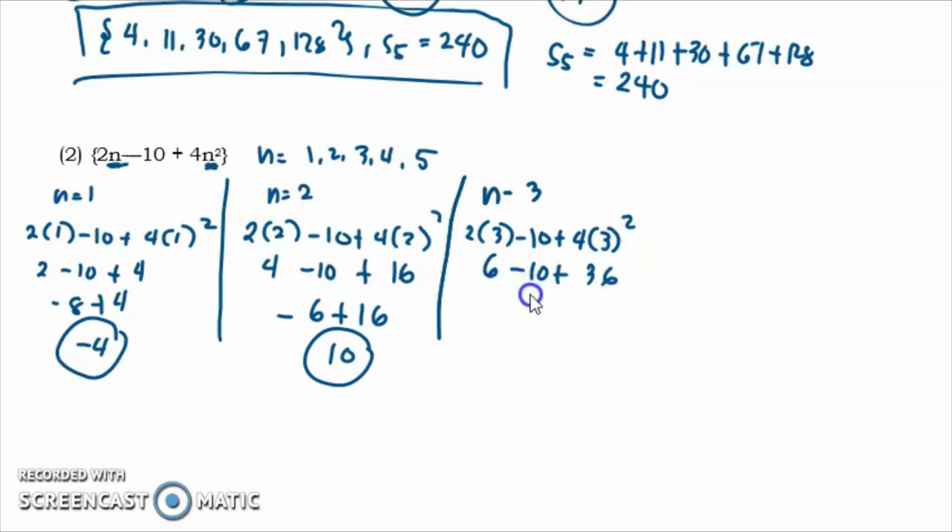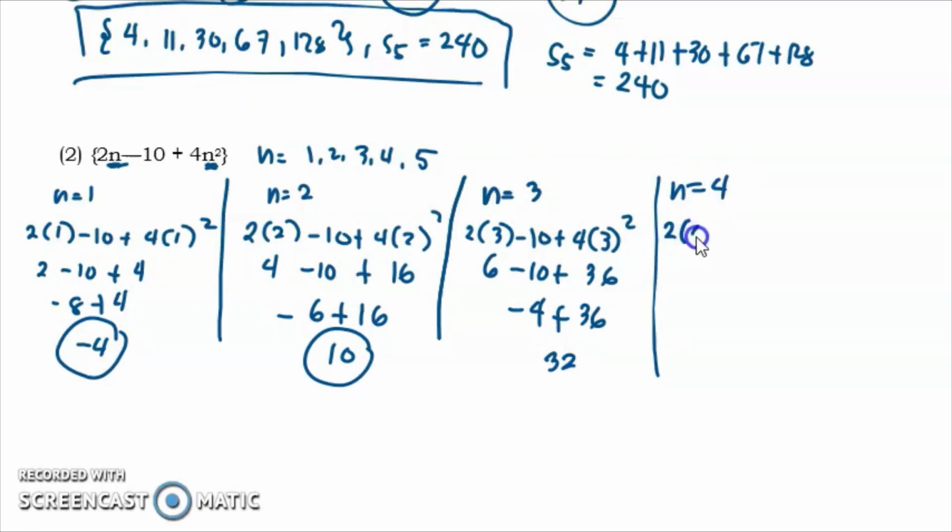Okay, what is 6 minus 10? That's negative 4 plus 36. So, negative 4 plus 36, it's what? 32. Correct. Magkaiba kasi yung sign ha, kaya ina-add, sinasubtract. Tapos kukunin yung sign ng mataas na number. Okay, and then n equals 4.